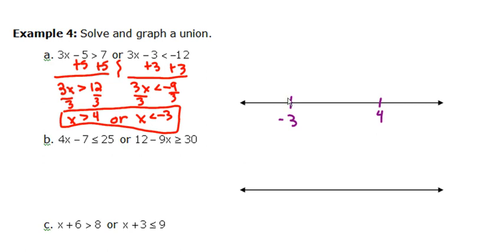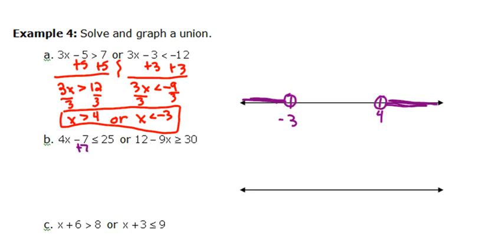X is less than negative 3, so it's an open circle, and it goes to the left. X is greater than 4, it's an open circle, and it's going to the right. And I'm done. I don't have to fix my graph. The graphs don't have to overlap. This is my solution. So I do the same thing for B.